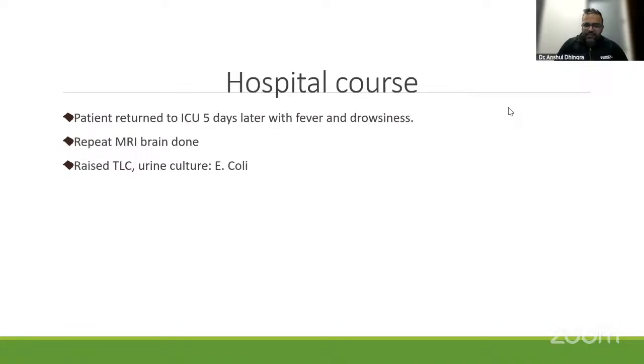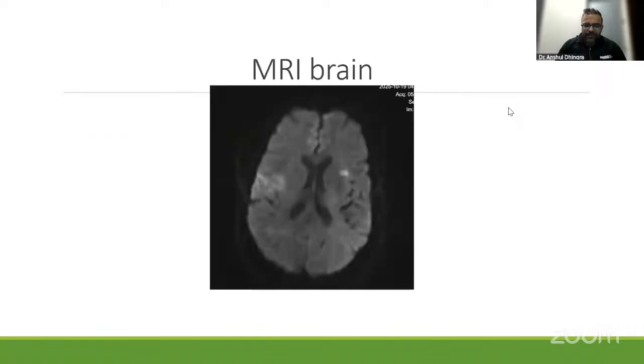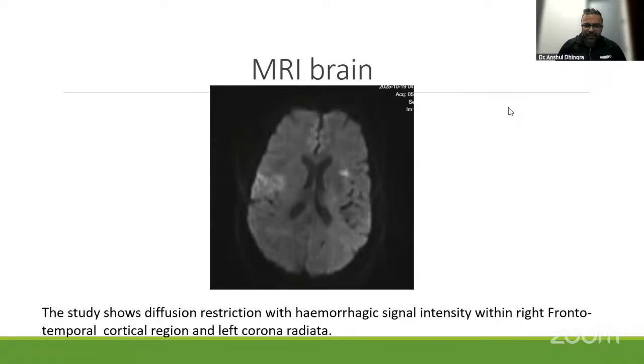The patient returned to the ICU 5 days later with fever and drowsiness. Repeat MRI was done. There was raised TLC. Urine culture showed E. coli. So this was the MRI. The study shows diffusion restriction with hemorrhagic signal intensity within the right frontotemporal cortical region and left corona radiata.